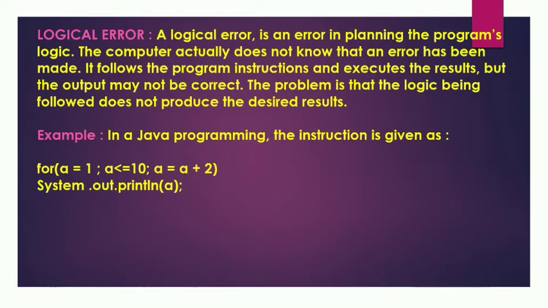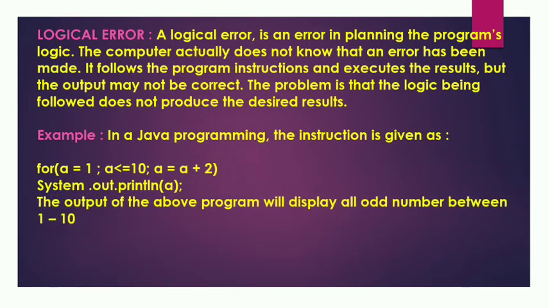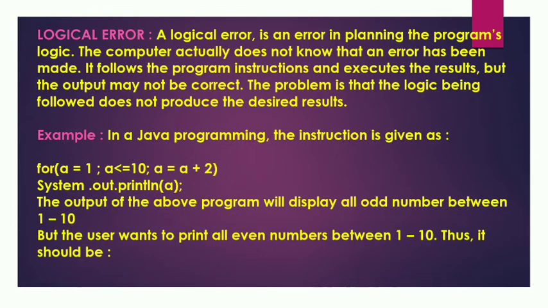System.out.println(a). So it will display 3, 5, 7 and 9. The output of the above program will display all the odd numbers between 1 to 10. But the user wants to print all even numbers between 1 to 10. That means the user is expecting to get even numbers as output, but the program logic that he has written is wrong. That's why it is giving us the result of odd numbers.